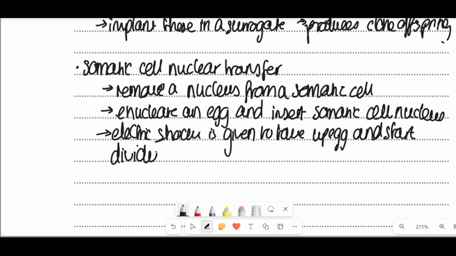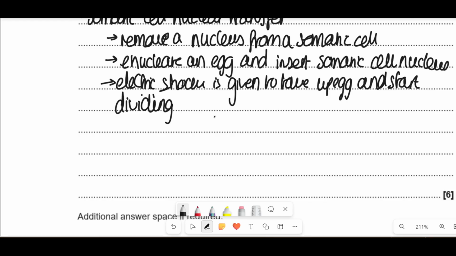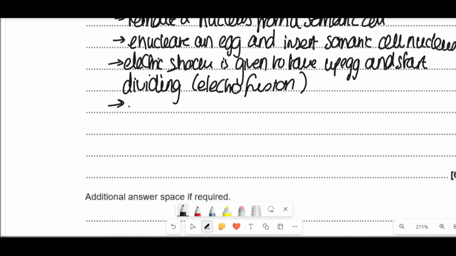Because your somatic cells are already diploid, you don't have to fertilize with an egg and a sperm, because egg and sperm are both haploid and they come together to get a diploid. We're just taking a nucleus that's already diploid and ready to go. So the electric shock is given to take up the egg and start dividing, and that process is called electrofusion.